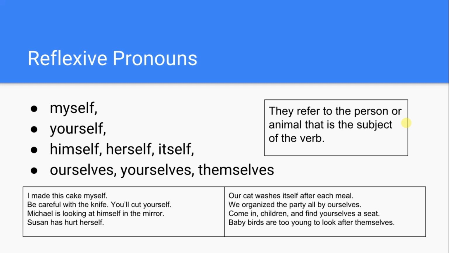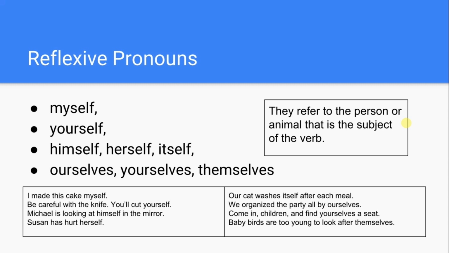For example, I made this cake myself. I am the subject and I did some action. I made this cake myself, right? Which means that I did not take any help from anybody else. Myself, I created this cake.